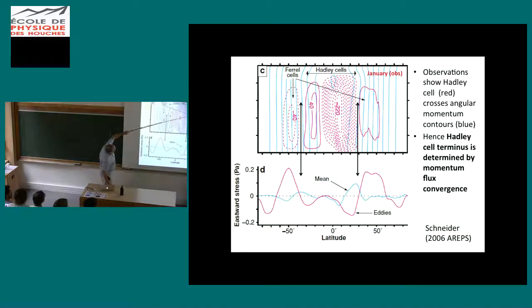And if we draw where the descent is and plot it with the focus mainly on the eddy part, it's where the angular momentum flux goes from poleward to equatorward. So the terminus of the Hadley cell is determined by the momentum flux convergence, which is not something that a tropical person tends to think about. It's all thermally driven, but it does seem to be very important.